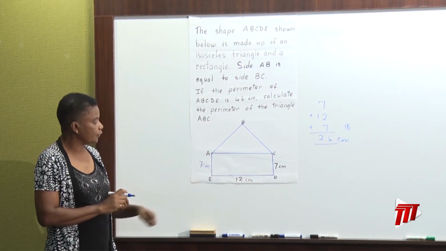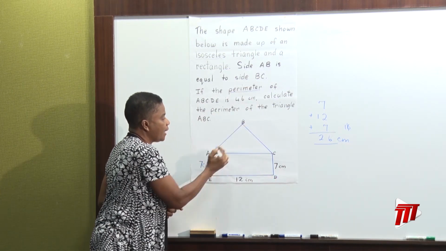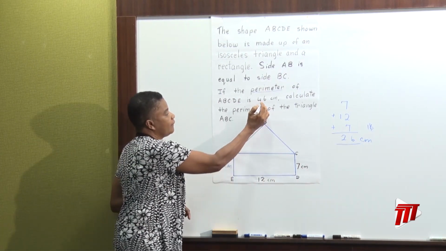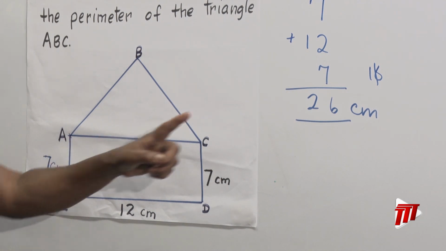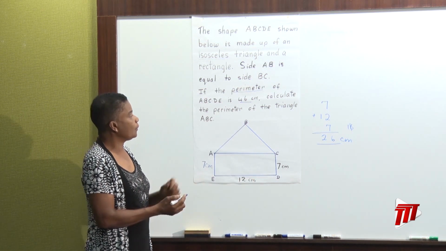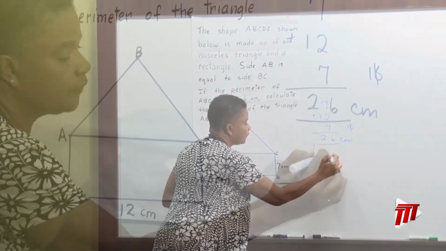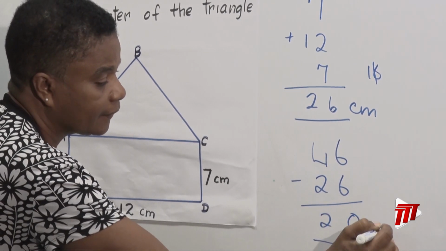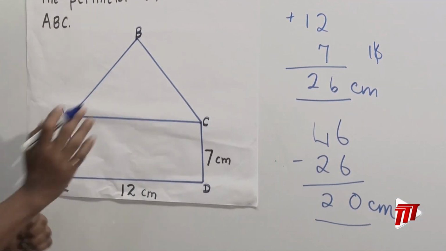Very good. No, we don't, because AC is on the inside, and the perimeter means we are going along the outside. What else do we know? We know the entire distance around is 46. Therefore, we already know that from C to D to E to A is 26. We do not know the distance from A to B or from B to C, but we know the entire perimeter is 46. Therefore, if we find the difference between 46 and 26, which will give us 20 centimeters, that will tell us that from A to B and from B to C is 20 centimeters.